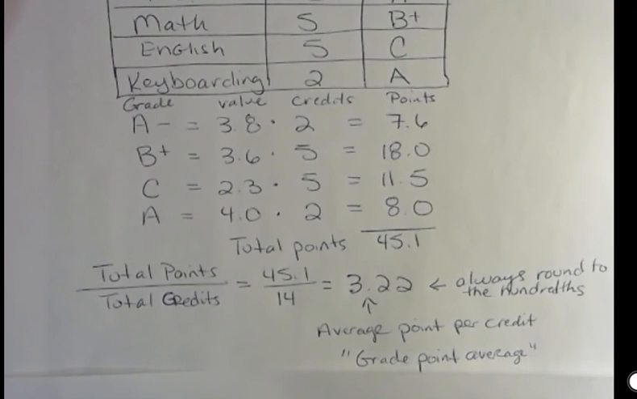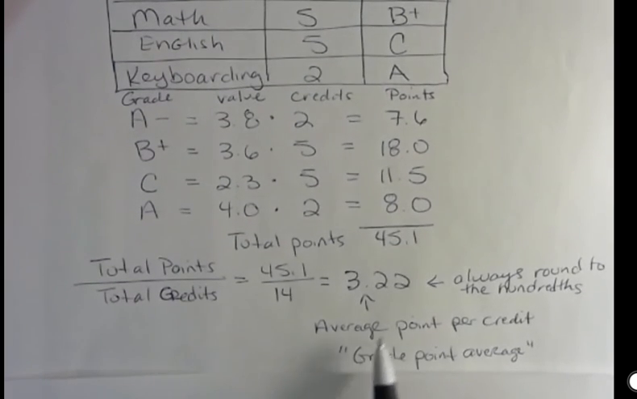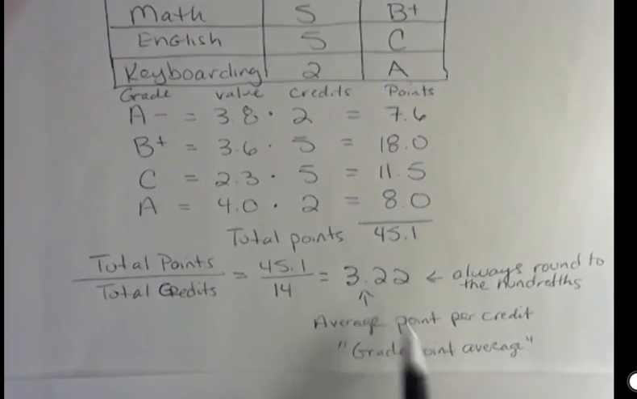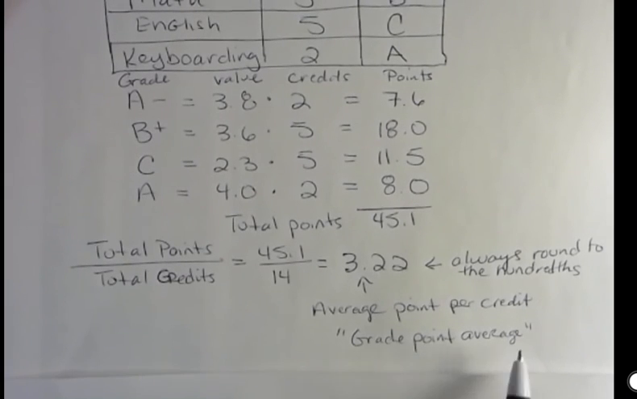So it's not too bad because you got a couple A's in the A range and a B plus, but that C really kind of drug you down. So this is your average per credit. That's what we just found. That's what grade point average means.